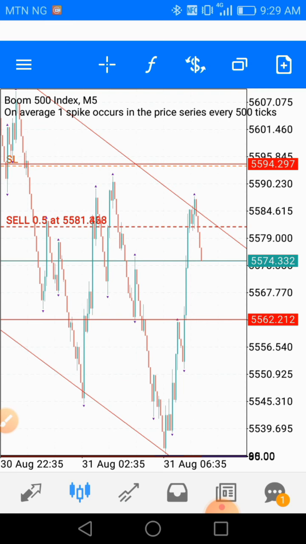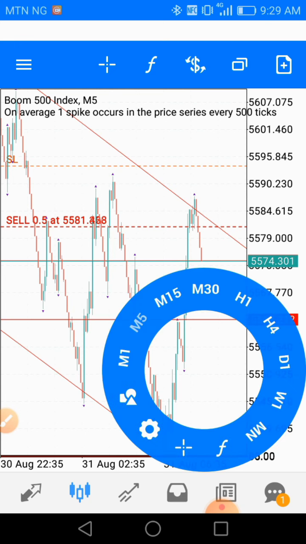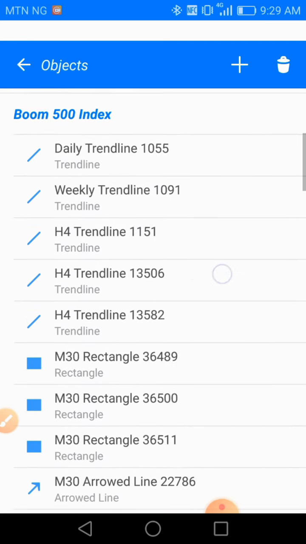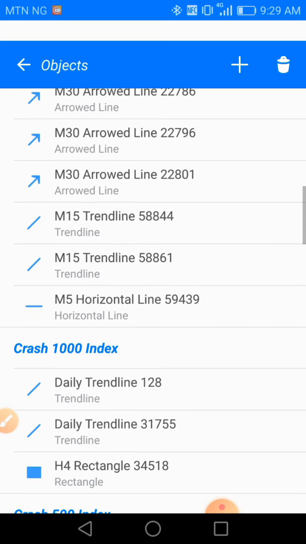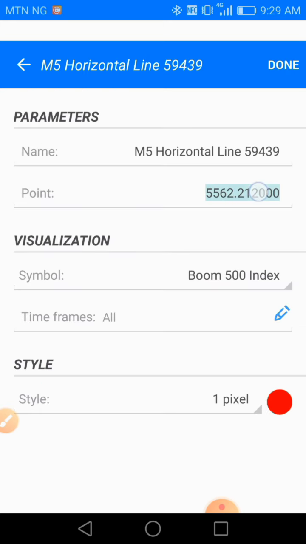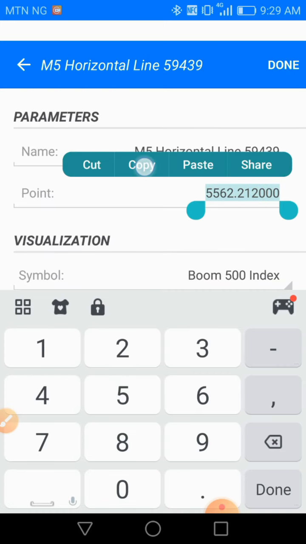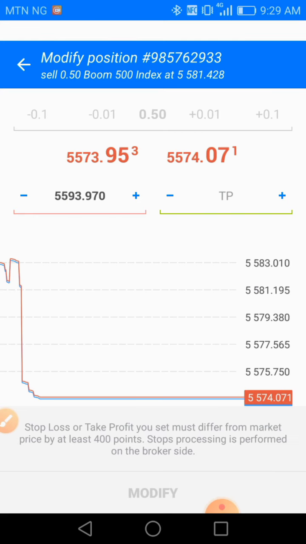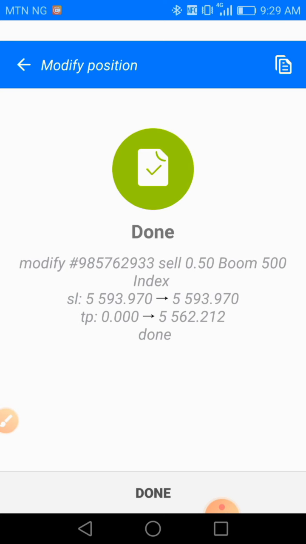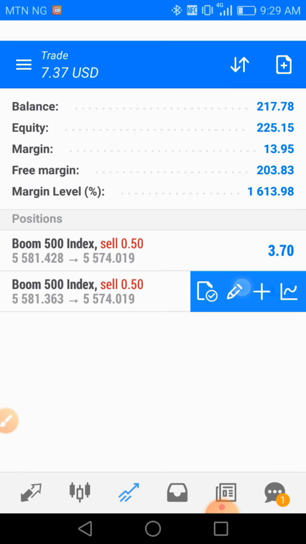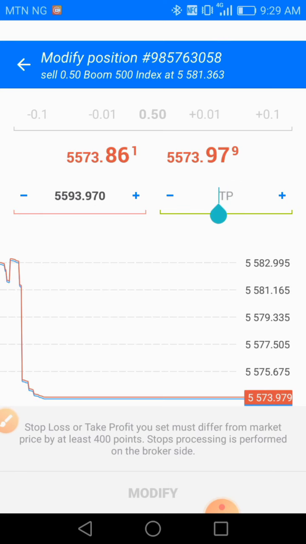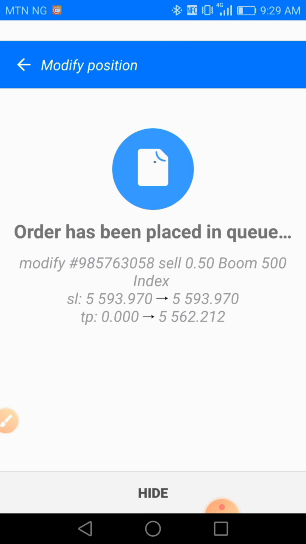Now let's delete this. Yeah, let's get back. Yes, this is it. I'm going to copy this right now. Copy, place, then we paste. Then we click modify. Then we do the same for this. We paste, we click modify.